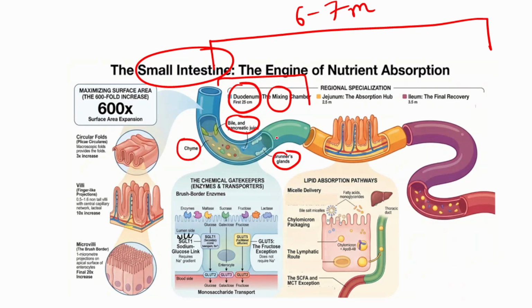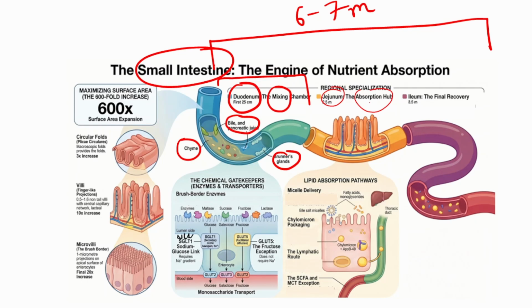Now that we have neutralized the acidic transit, the narrative flows organically into the next structural zone where the absolute bulk of breakdown and capture occurs. We position the jejunum, measuring approximately 2.5 meters in length, and this jejunum establishes itself as the primary absorption hub for carbohydrates, proteins, and vitamins.